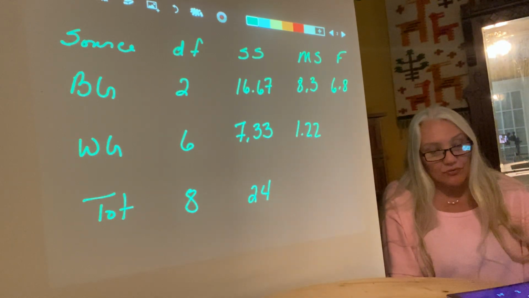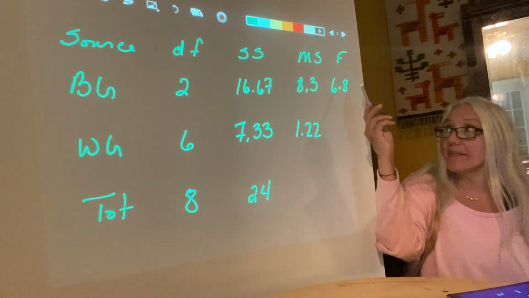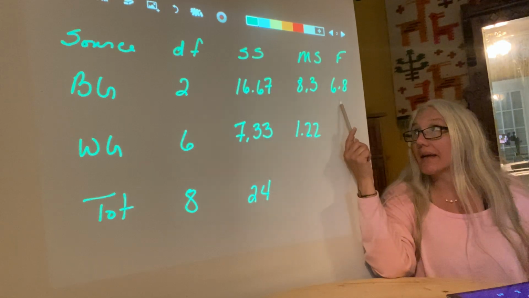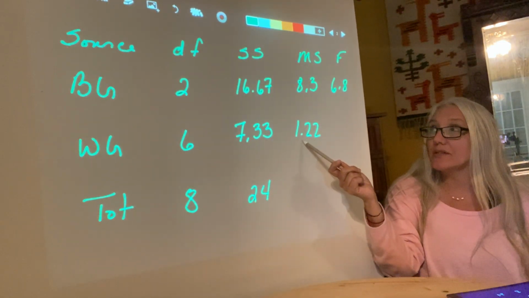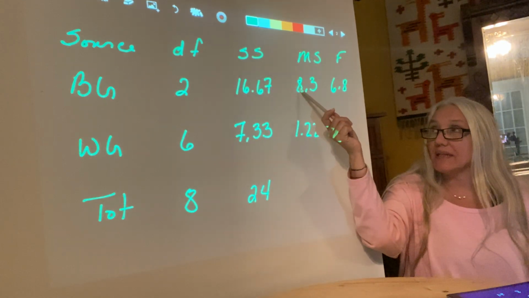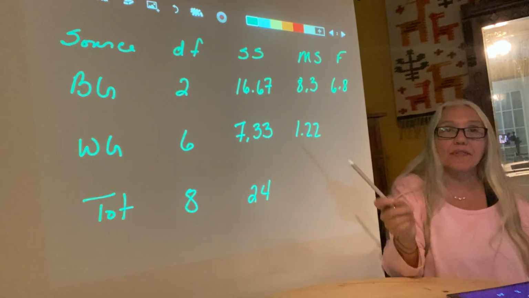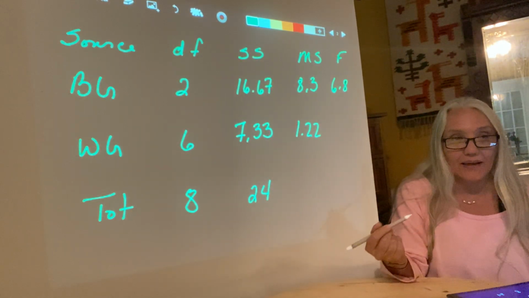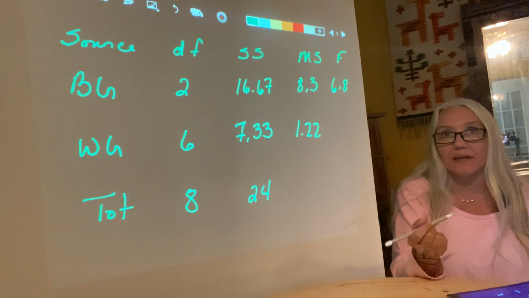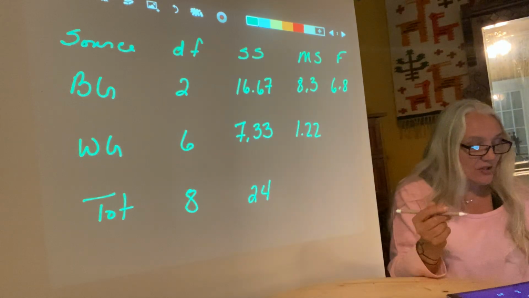So we had 2 degrees of freedom between groups, 6 degrees of freedom within groups, and the F ratio was 6.8. And remember that an F ratio is just a mean square between divided by a mean square within. And remember that a mean square is just a sum of squares divided by its degrees of freedom. So all these values are related to one another in this table. And we worked on that today as well during the Zoom session.